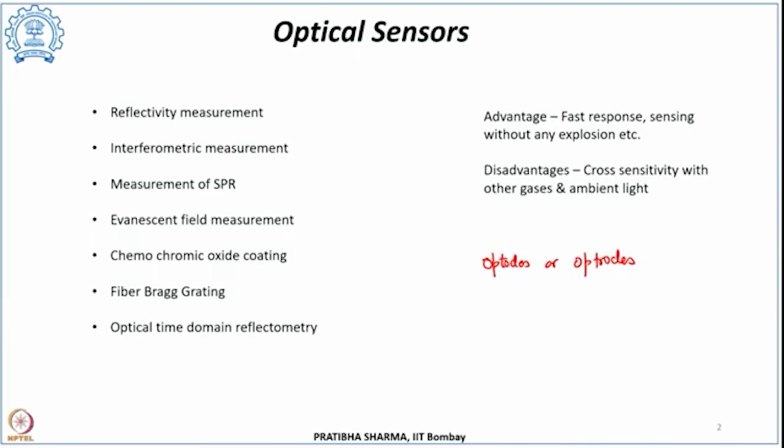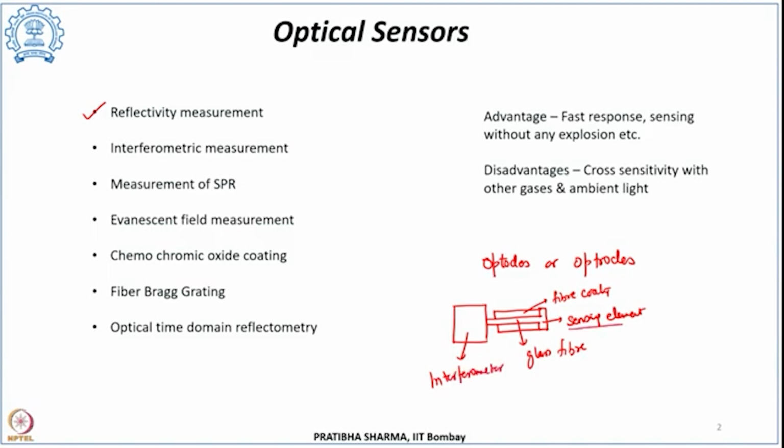Now different measurement techniques can be used for the change in the optical properties, the first one being reflectivity measurement. In this method, a hydrogen sensing element is deposited on the cleaved portion of the optical fiber. So this is the fiber coating, the central one is the glass fiber, and then we have an interferometer.